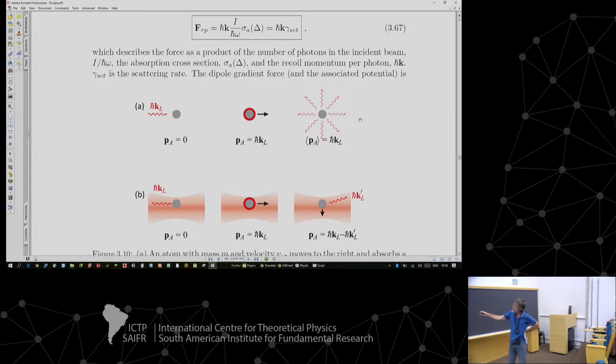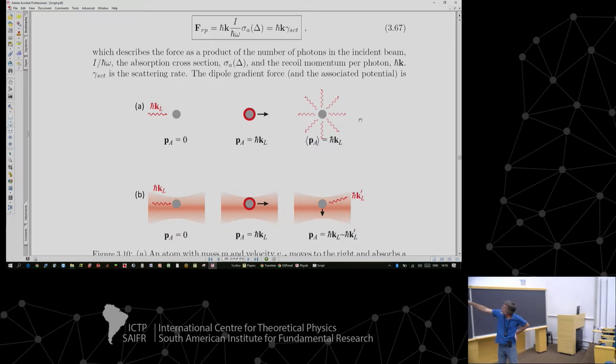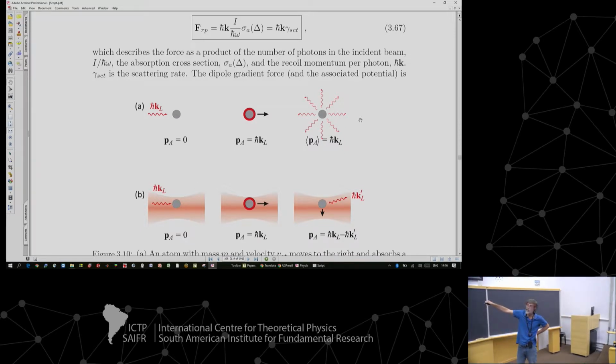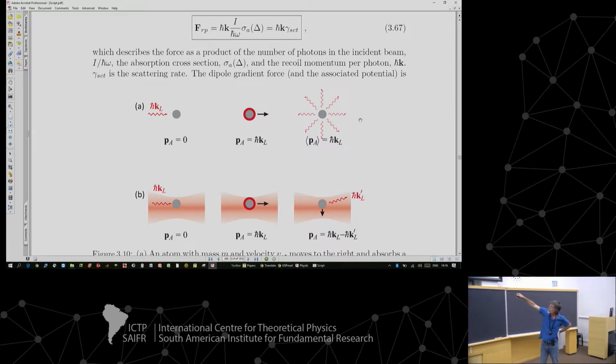And here I try to illustrate a focused Gaussian laser beam. Now, a Gaussian laser beam has an intensity maximum along the optical axis, and it is stronger in the focus of the laser beam, of course. So what happens there? In a potential picture, you would just say, okay, the atom is trapped along this direction and also along this direction, so it's trapped. Yeah, so this works.